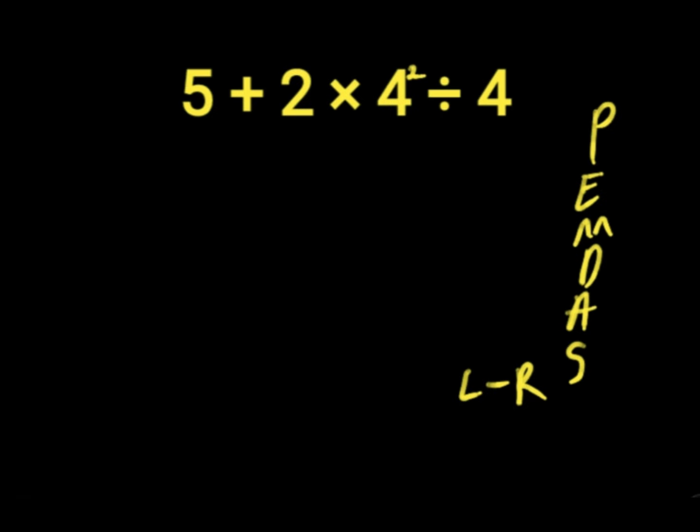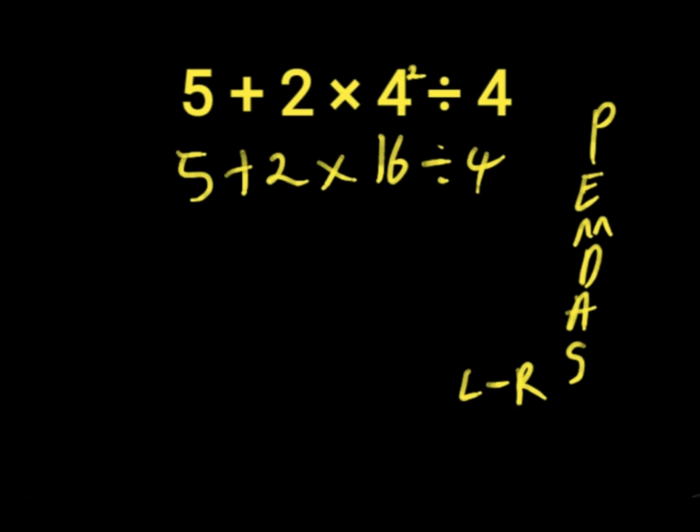So we first of all solve our exponent, which is 4 raised to the power of 2. So 4 times 4 will give us 16. Then we'll bring down our 5 plus 2 times 16 divided by 4. So in this expression, we have an addition, multiplication, and division. So first of all solve our multiplication, because multiplication and division have equal priorities. So we work from our left to our right.